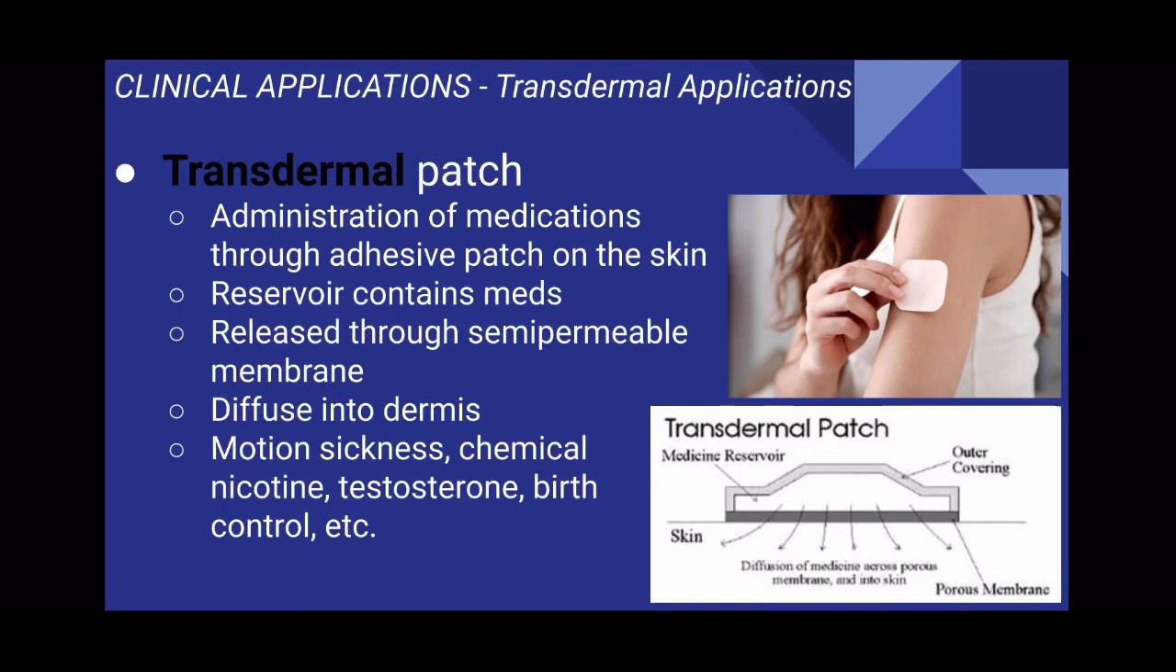In the patch, there's a small reservoir, as you can see in that picture on the slide, that contains a medication that leaves the reservoir at a known rate through a semi-permeable membrane. The medication diffuses across the semi-permeable membrane, across the epidermal layer of your skin, and then enters into the blood vessels that are located within the dermis. Medications for motion sickness, cardiac problems, testosterone, birth control hormones, and chemical nicotine are often administered through these transdermal patches. And that is going to be the end of video lecture number 1.